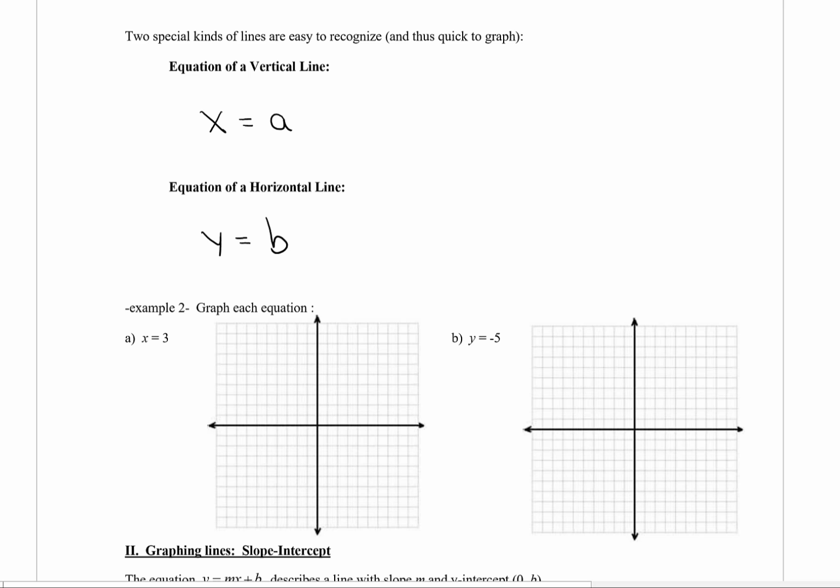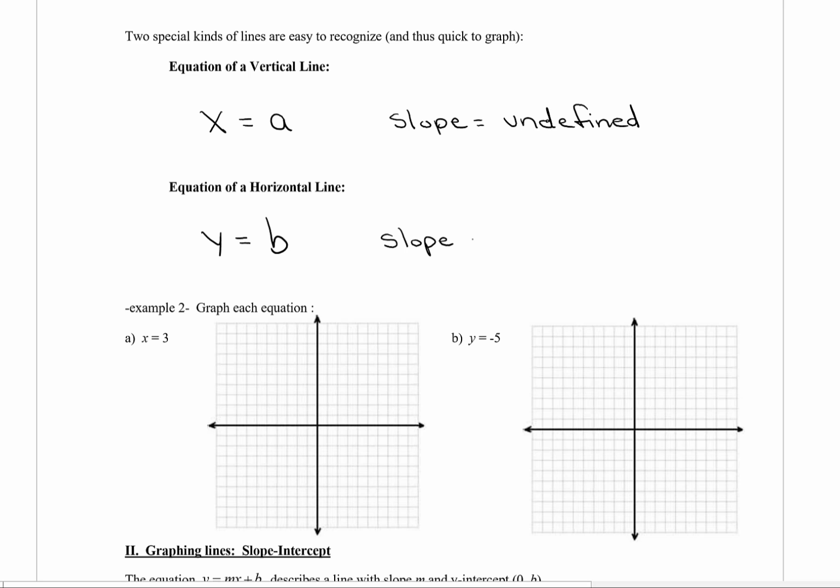Let's do some examples here, but before we do the examples, actually, let me go back. The slope of a vertical line is always undefined, so it will always have an undefined slope. The slope of a horizontal line is always equal to 0.